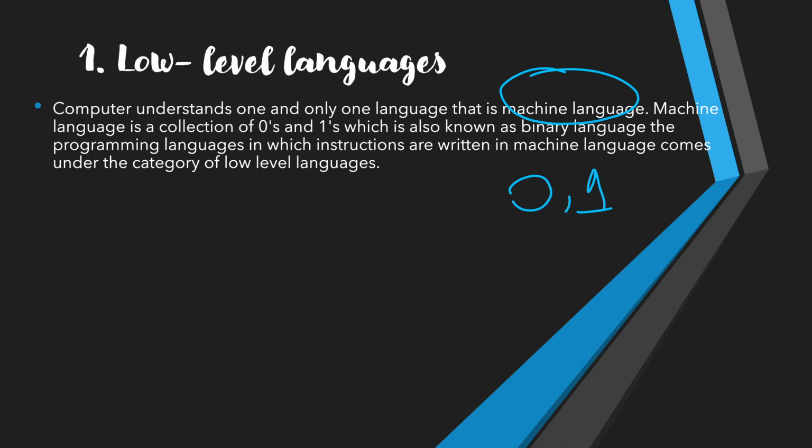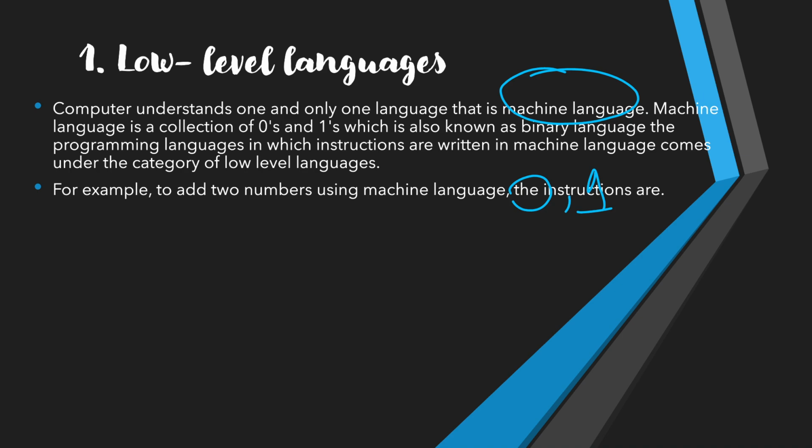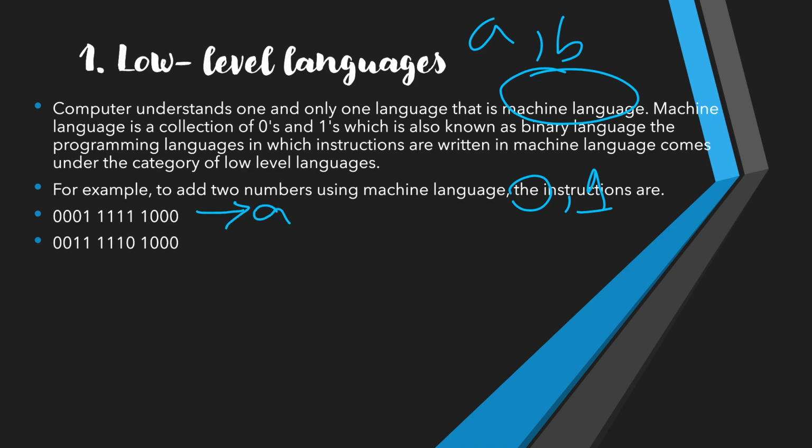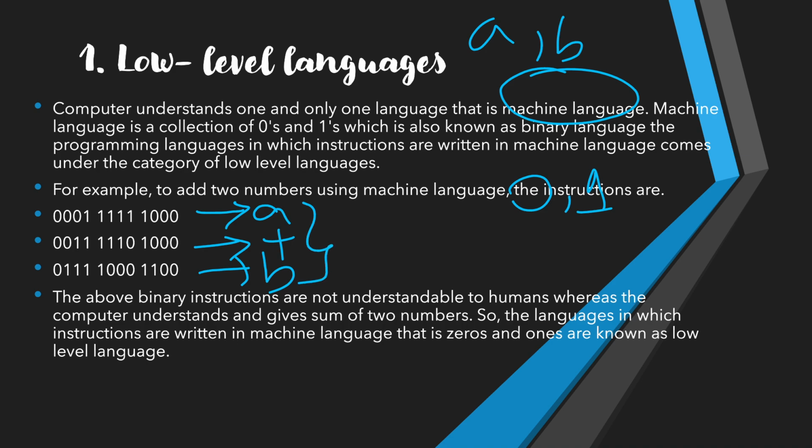So next, for example, take two numbers. Let's assume it's A and B. These are two numbers, and using machine language the instructions are, this is for A, assume, and this instruction is for addition of two numbers. This is for B. If we give in such a way like this, can you understand how to do the addition of two numbers? No, right? This is only understandable by the computer. So the above binary instructions are not understandable to humans, whereas the computer understands and gives the sum of two numbers.